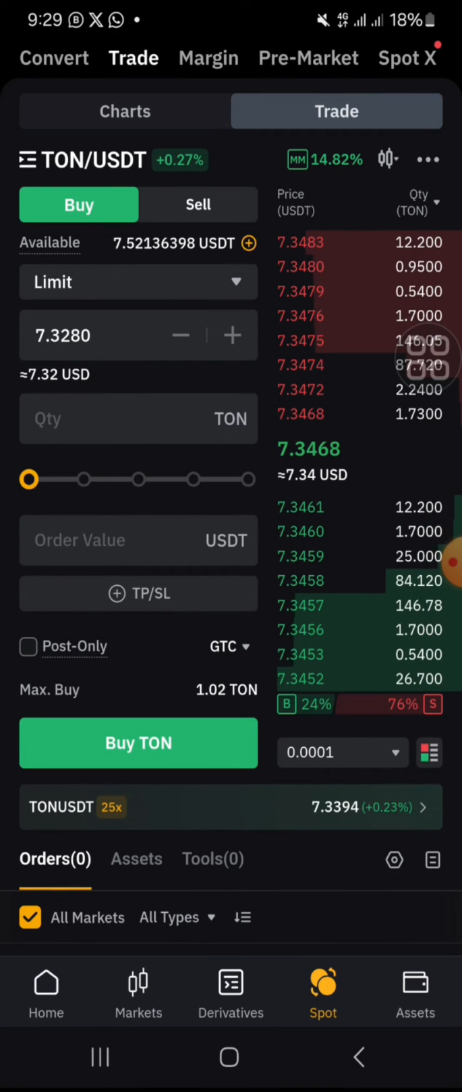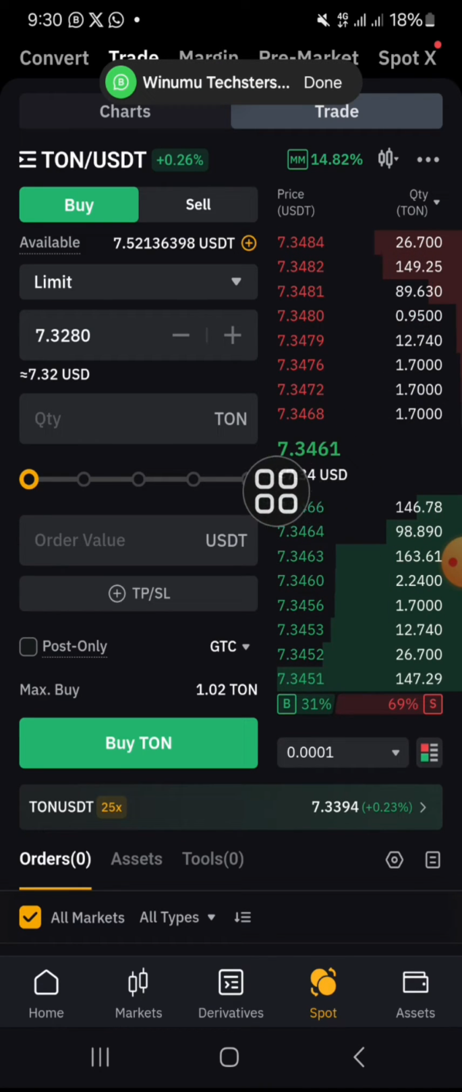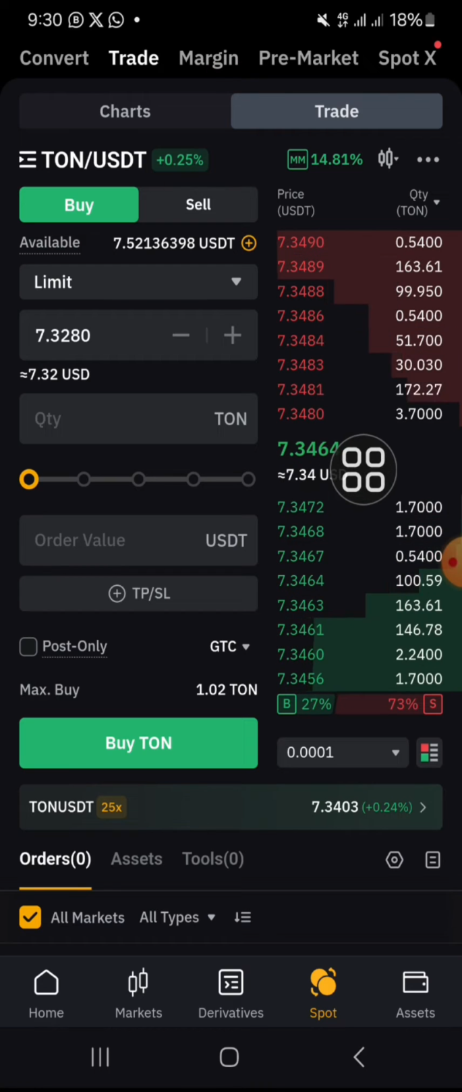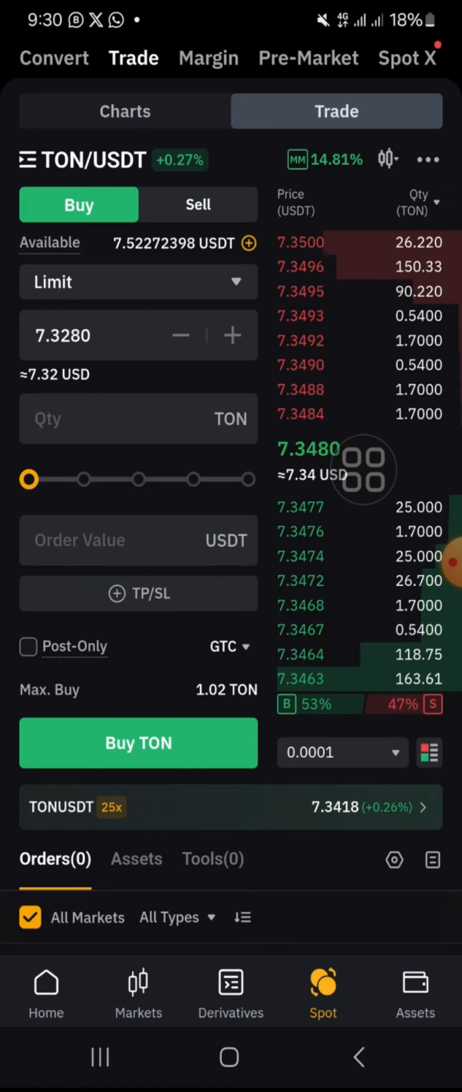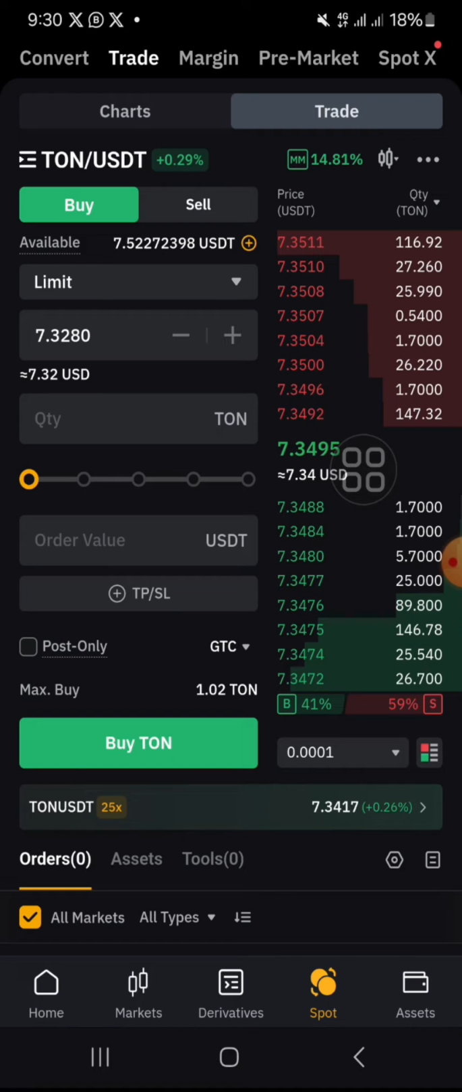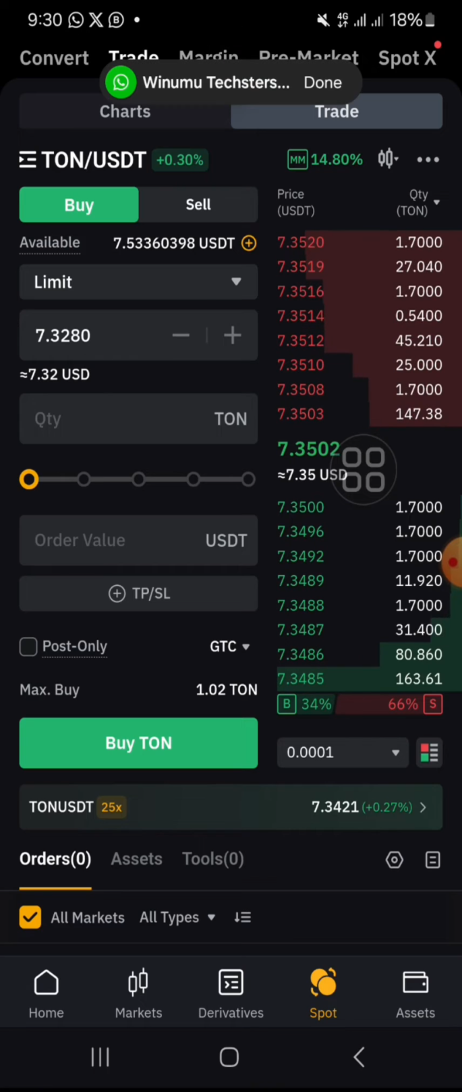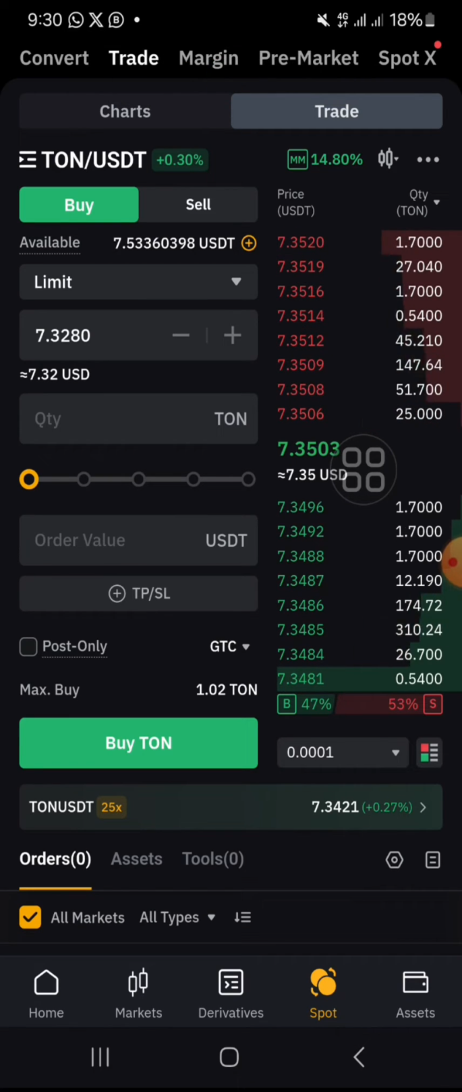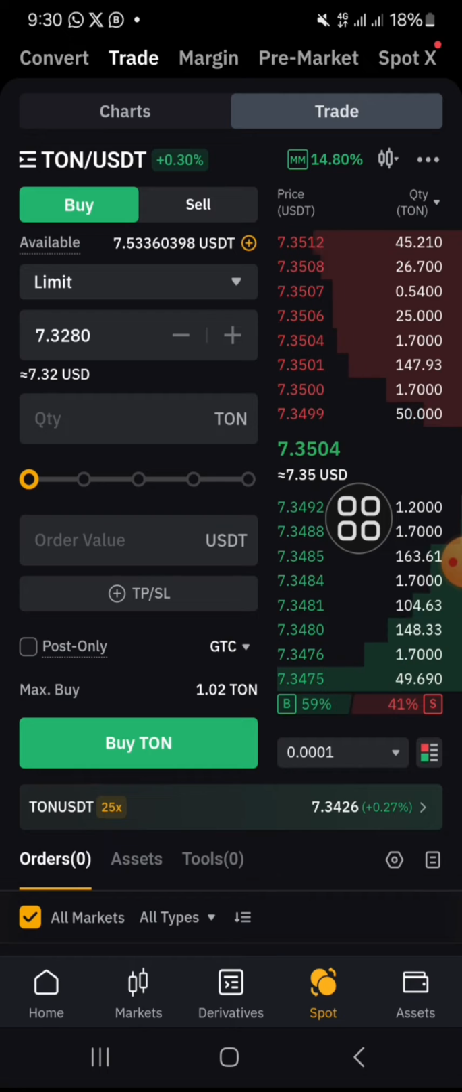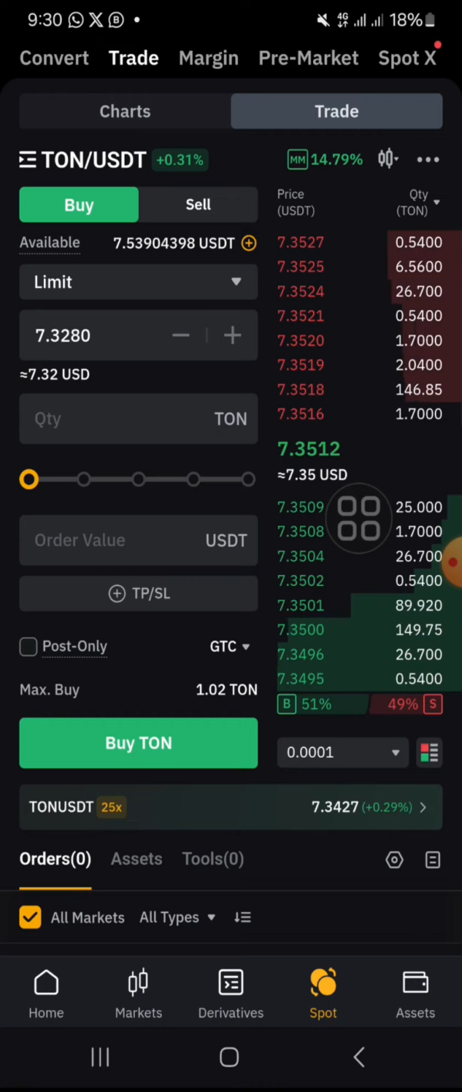For example, as you can see right there, this is a TON USDT pair. Right now, the price of one TON coin is $7. As at early this year, let me say January, February, the price of TON coin was $6. If, for example, you bought 10 TON coin in January for $6, that would be $60. That means you bought 10 TON coin for $60. Right now that the price is $7, that means the TON coin will now be worth $70. And if you sell it off now, you're going to make $10 profit. That is what spot trading is.